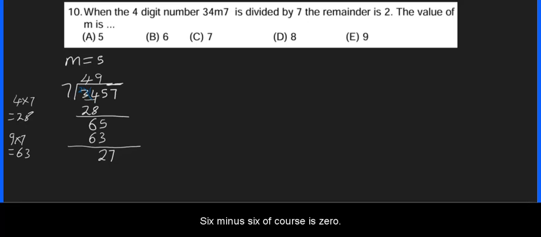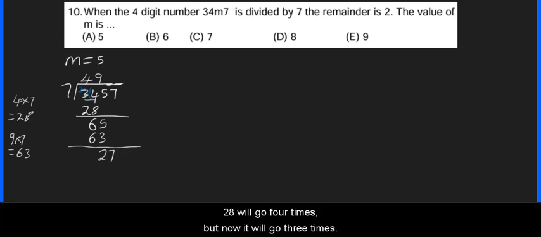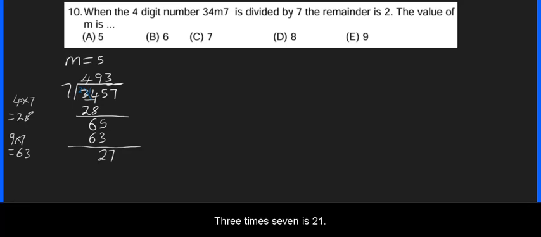Okay, 6 minus 6, of course, is 0. Now, does 7 go into 2? No. Does it go into 27? It goes. Actually, I just missed a little bit. 28 will go 4 times, but now it will go 3 times, because it's 27. 3 times 7 is 21. Now 7 minus 1 is 6. 2 minus 2 is 0. The remainder here is 6. Then M cannot be 5.